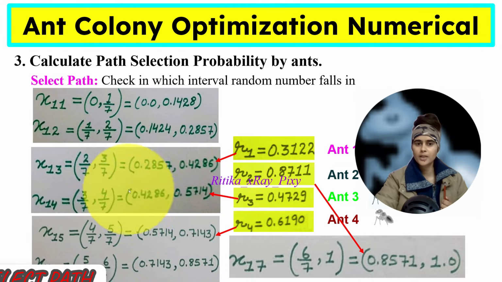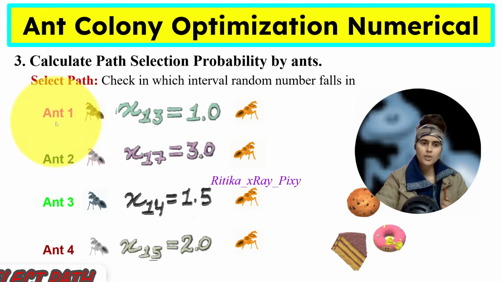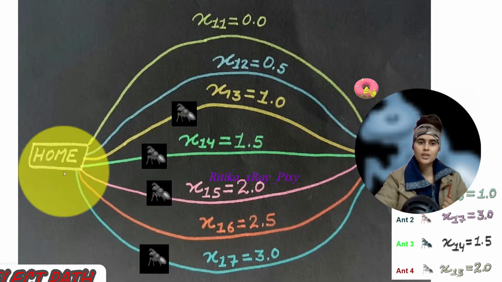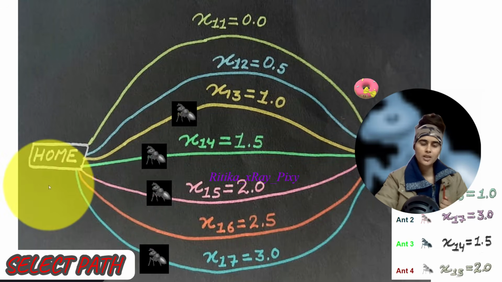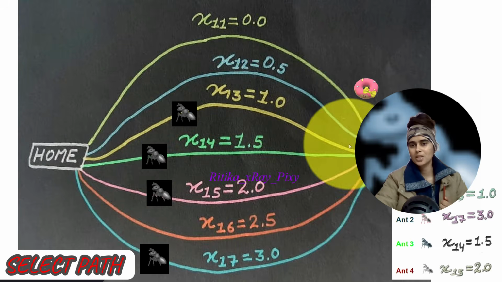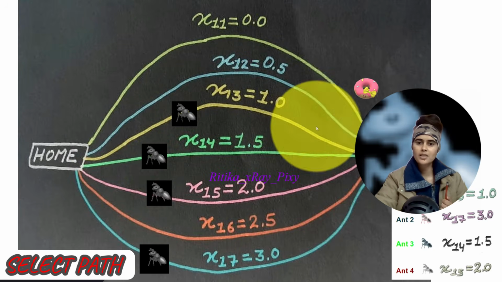So these are the paths selected by the ants. The first ant selected the path x13, that is the discrete value, it's selected here. Second ant selected x17, third ant selected x14, and fourth ant selected x15. So here you can see each ant selected their path to reach. Now they will travel from this path.